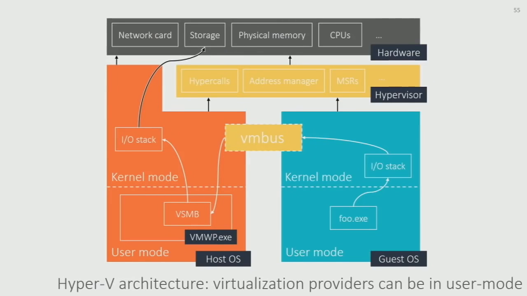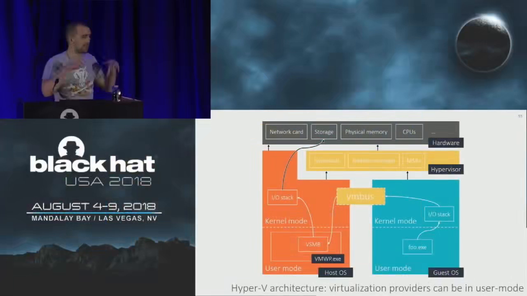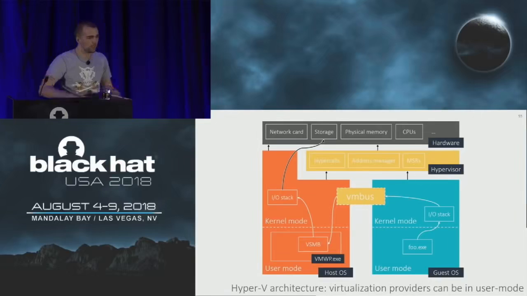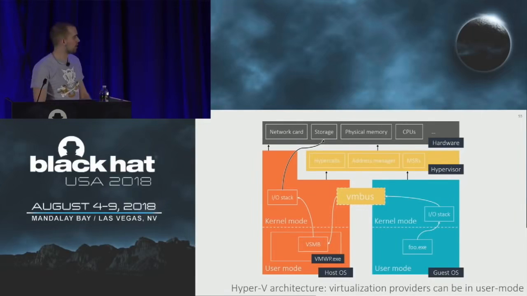So the whole point is you have one VM worker process per VM. And so if you break into that VM worker process in one of those VSPs that is in the worker process, you've only really broken into that worker process. If you want to have full access to all the other VMs, like I just showed you, you still need to escalate to kernel level.